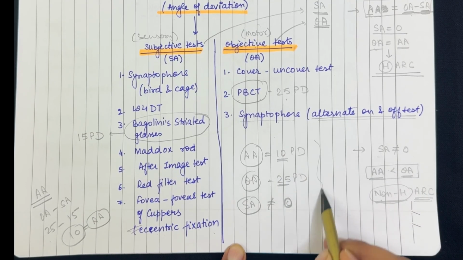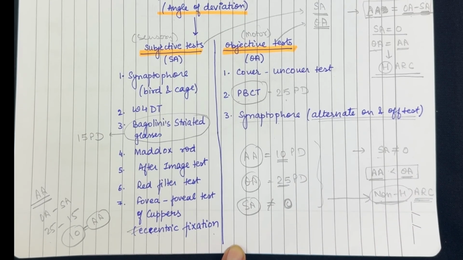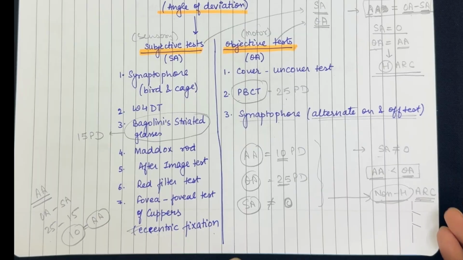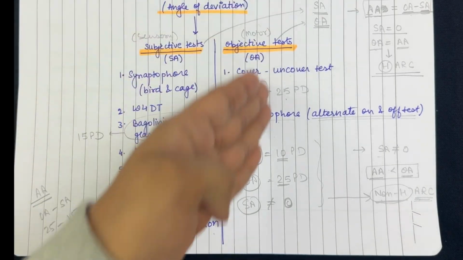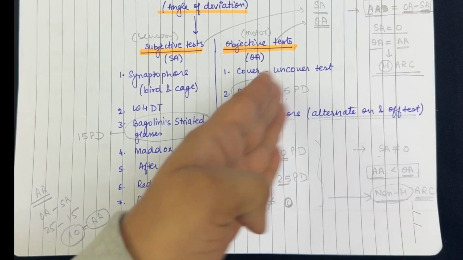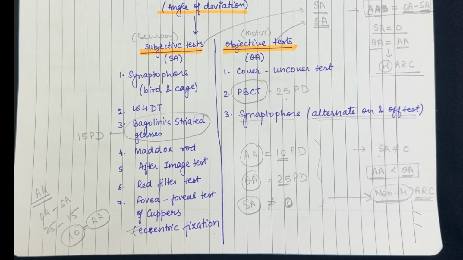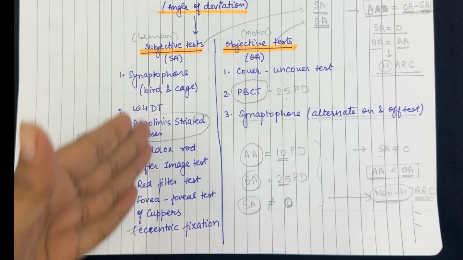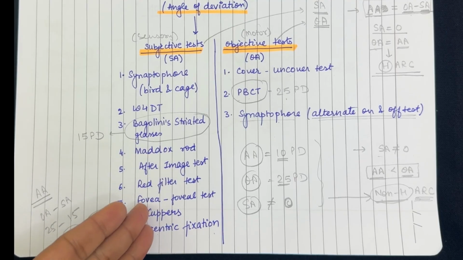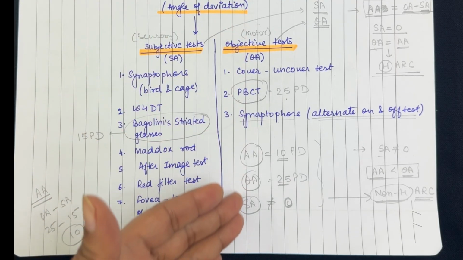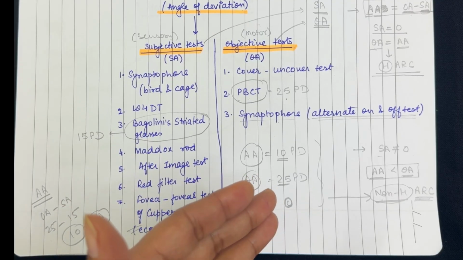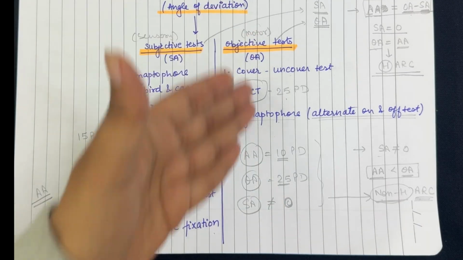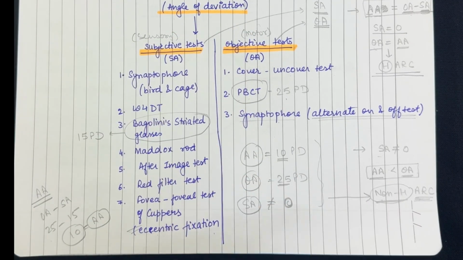So what is this? This is non-harmonious ARC, and this is how you calculate. Suppose on subjective angle there is no squint, but on objective test squint is coming, so that is a harmonious ARC. But now if on subjective test some amount of squint is there, and on objective test the angle deviation is less and the objective angle is coming more, it is non-harmonious ARC.